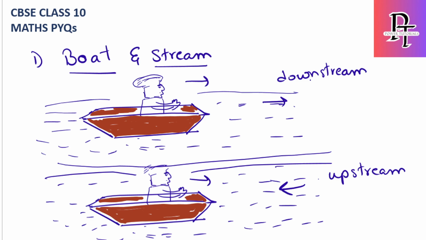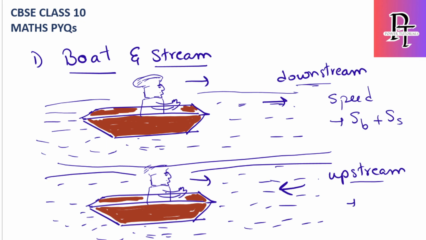First one is what is downstream and what is upstream. Okay, so you can see here there is a boat which is going in the direction of the stream. If it is going in the direction of the stream, it is called downstream, and here the speed will increase. So for effective speed, it should be speed of boat plus speed of stream. Okay, let's consider upstream.